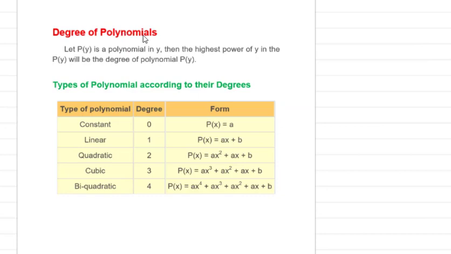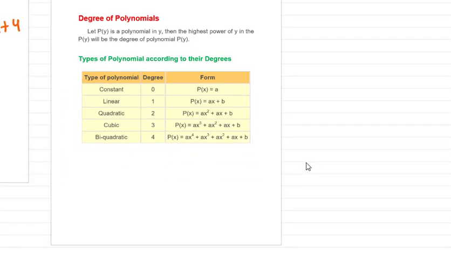Now let's see the degree of polynomials. If a polynomial is given by p(x) equals a, a constant, then there are no variables there, so the degree will be 0. No x is there, so the degree is 0. For the example of linear, the x has degree 1. So if the degree is 1, the polynomial is said to be linear. If the degree is 2, like ax square, that means the degree of x is 2, so the polynomial is quadratic. And if it's 3, then it is cubic. So you just have to see the highest one.